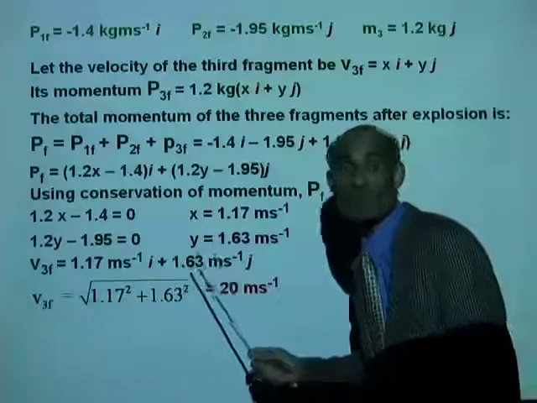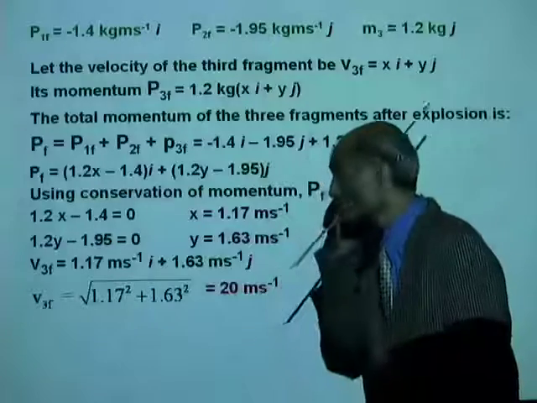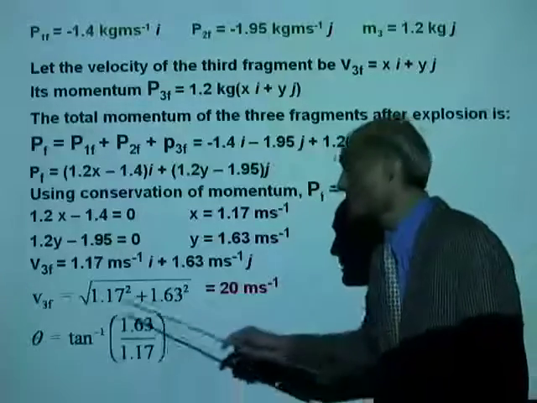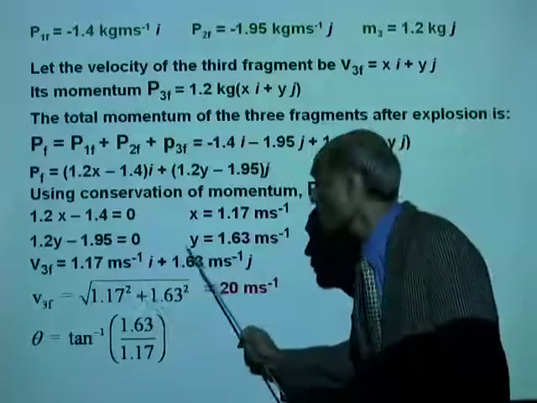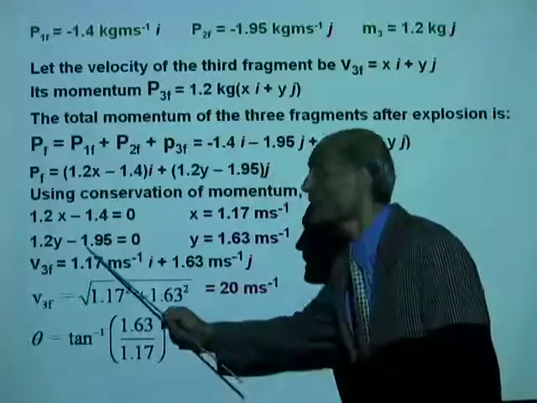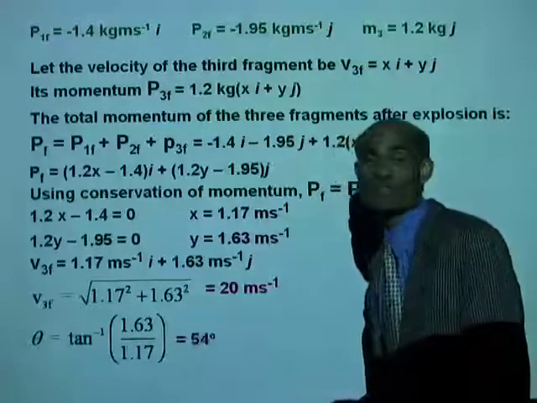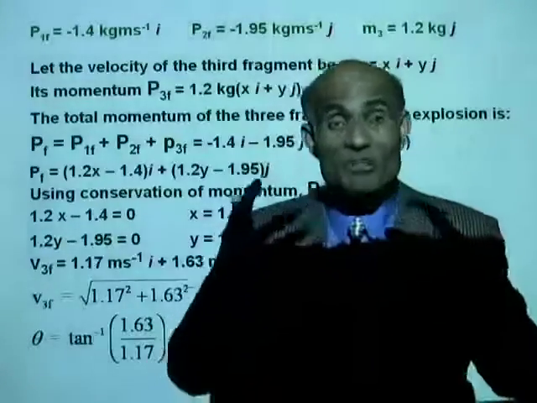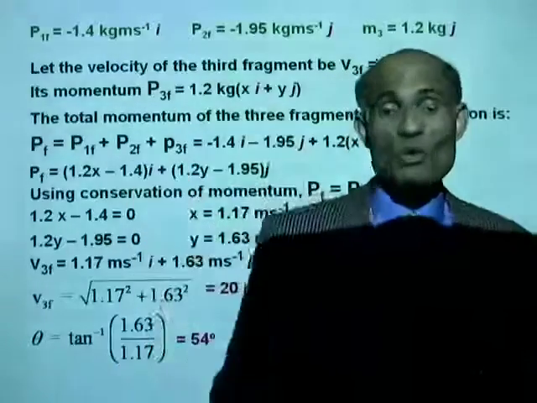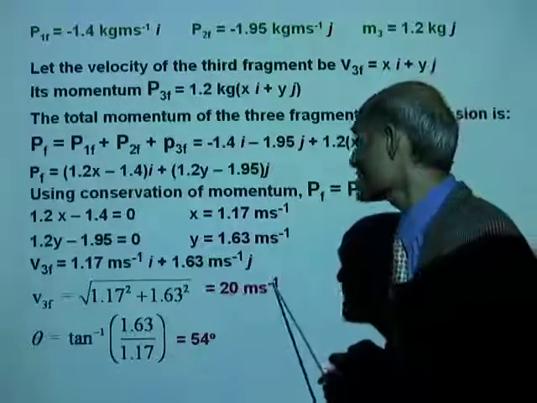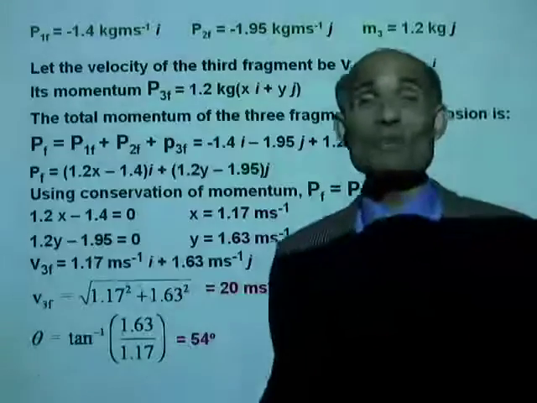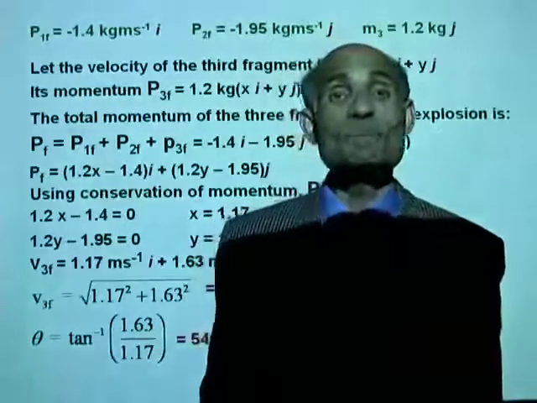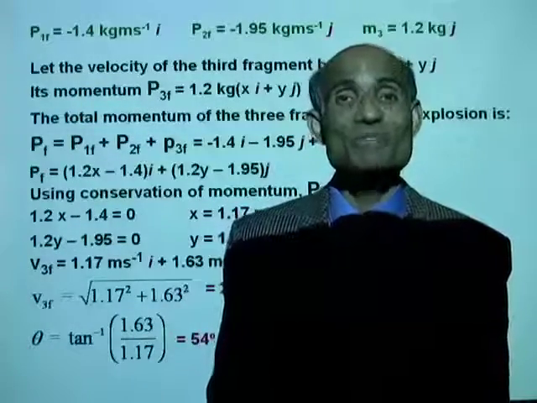And what is the angle? How do you find the angle? Theta equal to tan inverse of y divided by x. Theta is tan inverse of y is 1.63, x is 1.17. And that is 54 degrees. That means after the explosion, the third piece will move with a velocity of 2.0 meter per second at an angle 54 degrees, so that the total momentum of the three pieces after explosion is 0.